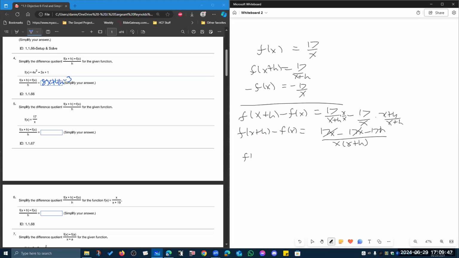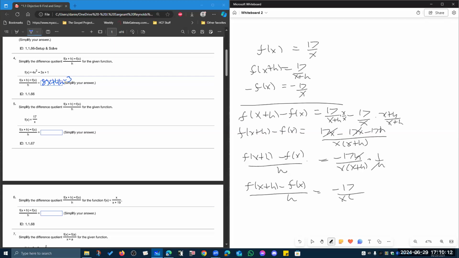F of x plus h minus f of x divided by h is going to be negative 17h over x times x plus h times 1 over h, which is what dividing by h is. The h's will cancel. F of x plus h minus f of x divided by h equals negative 17 over x times x plus h.